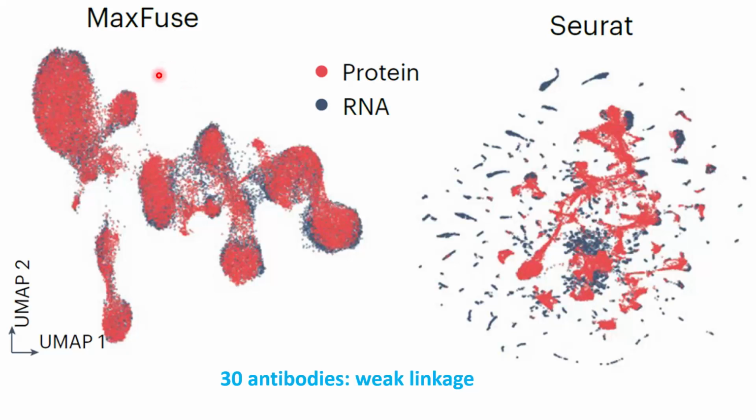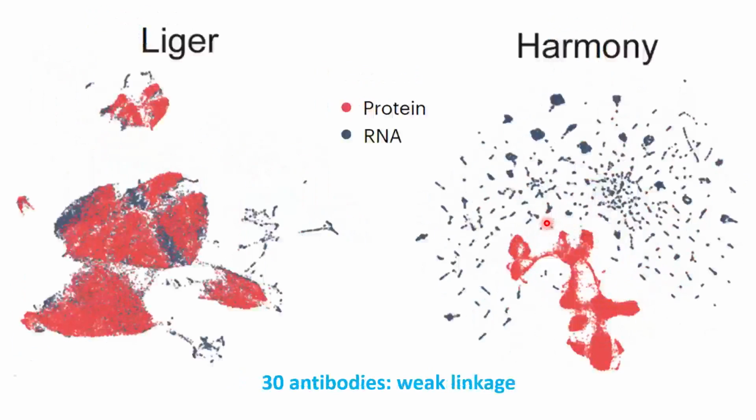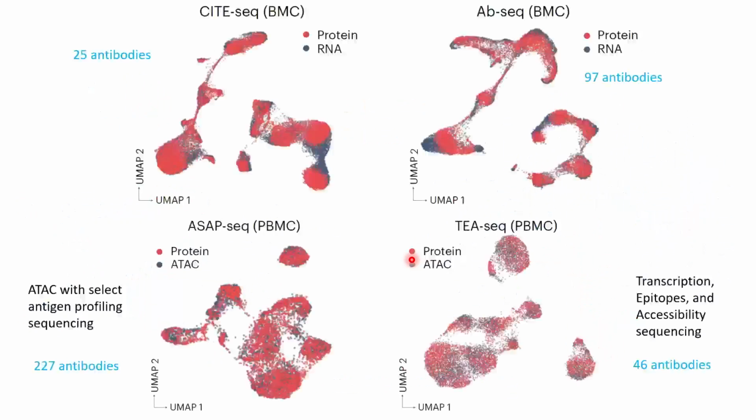Then you can see MaxFuse still integrated the protein and RNA data very well. But when the antibodies were reduced to 30, the Seurat package cannot integrate the protein and RNA data very well. They also compared this method with other cross-modality data integration methods such as Liger and Harmony, and also another method called BindSC. I didn't show the image here. You can see MaxFuse is the best package to integrate the protein and the RNA data when the linkage is very weak.